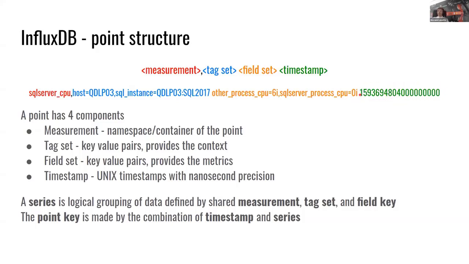Now, how can I identify a single point? Well, the key of a single point is made of the measurement name, the tag set, meaning keys and values of the tags, the name of the field key, and the timestamp. So almost every part of the point makes up part of its key.